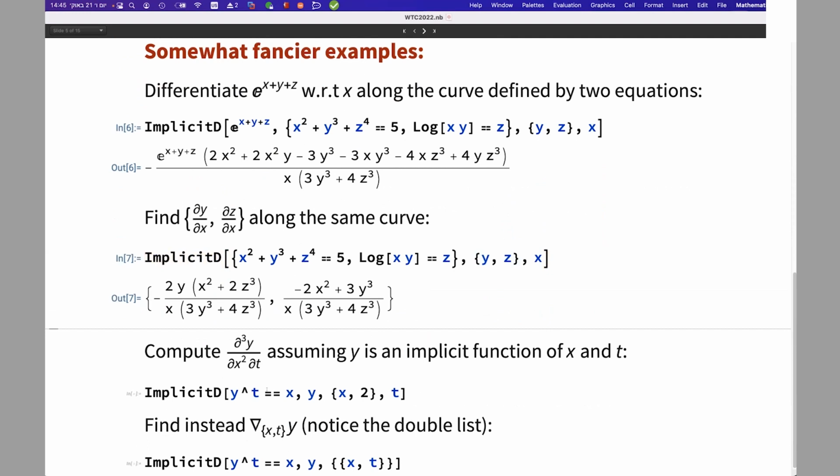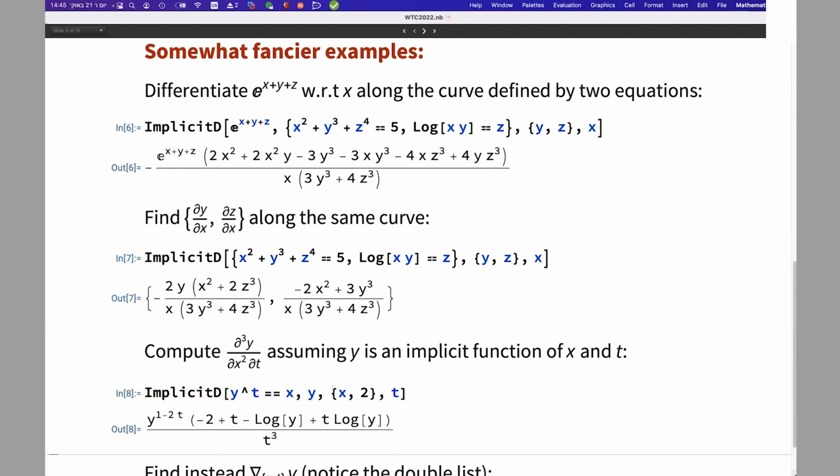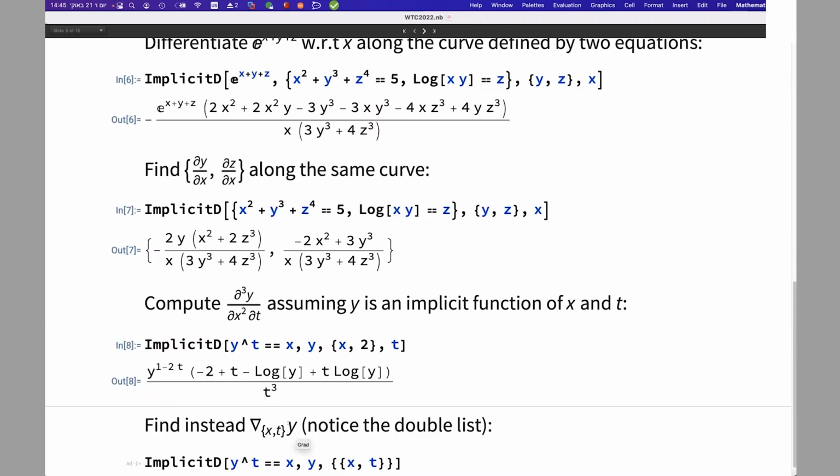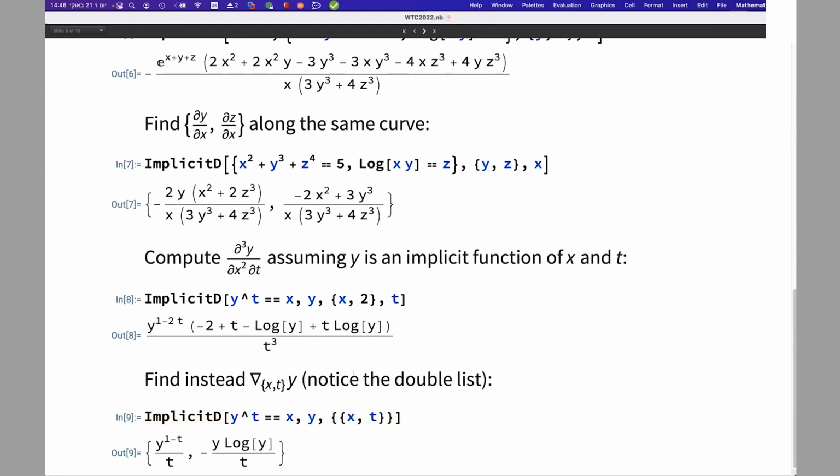Here I have 1 function and 2 independent variables. So 1 equation, 1 dependent variable, and I'm going to take the mixed partial derivative. I can also compute the gradient of this function with respect to the 2 variables. Notice that I have a list containing the list x, t. That's standard from how D works when you want D to give you a gradient or higher rank derivatives. And voila, there's our gradient.